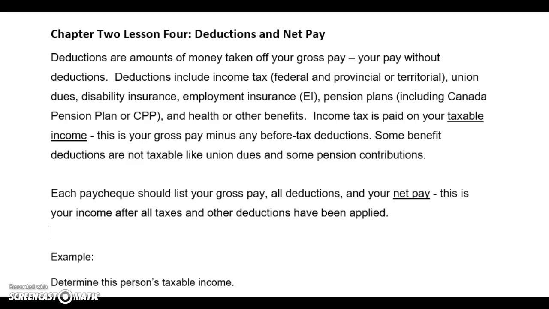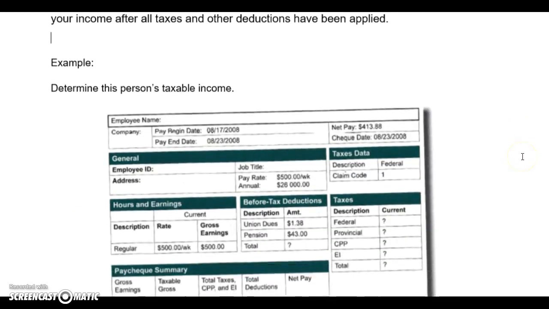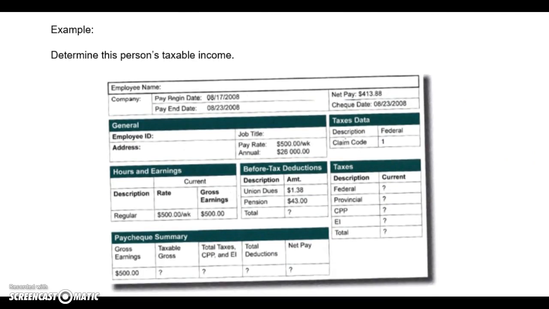So let's look at our example number 2 from our notes. What we're going to do here is determine this person's taxable income. And what we've been given here is somebody's pay stub. With your pay stub, it is basically just an overall summary of everything that's been added or deducted from your paycheck. So usually what we're given here is some general information about the employee, what their pay date was. So if it was within a 2-week time span, 1 week, it'll give you all that information.